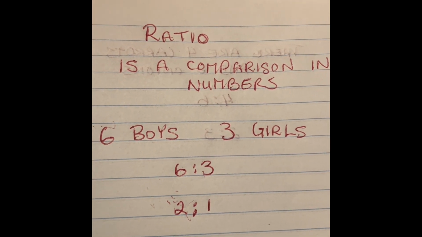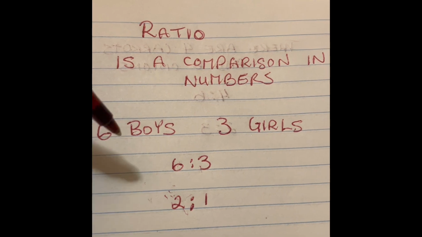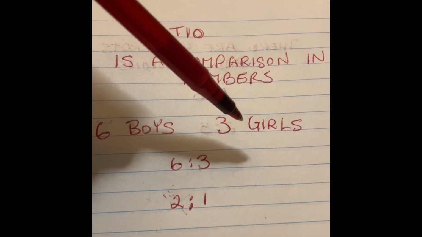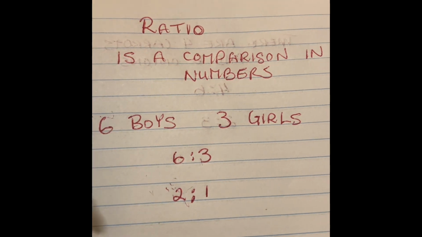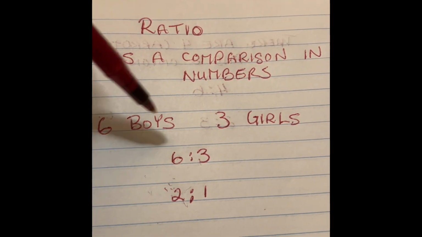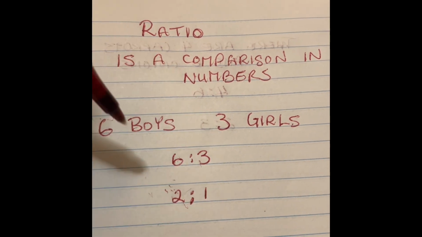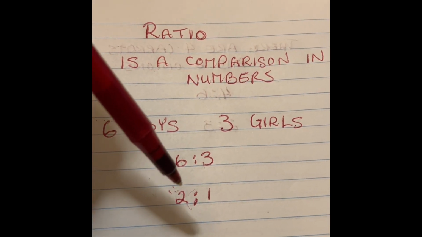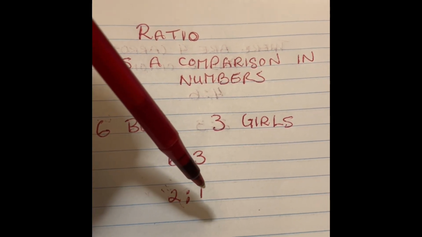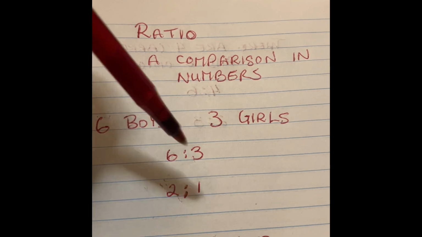A ratio is a comparison in numbers. An example is 6 boys and 3 girls. So it'd be 6:3. If you wrote it reversed, that would be wrong because boys comes first, girls comes second. Not specifically that way, but that's how it's written. Now, if you wanted to say how many girls there are to boys, there's 1 girl for every 2 boys. And that's another version of the ratio in use.